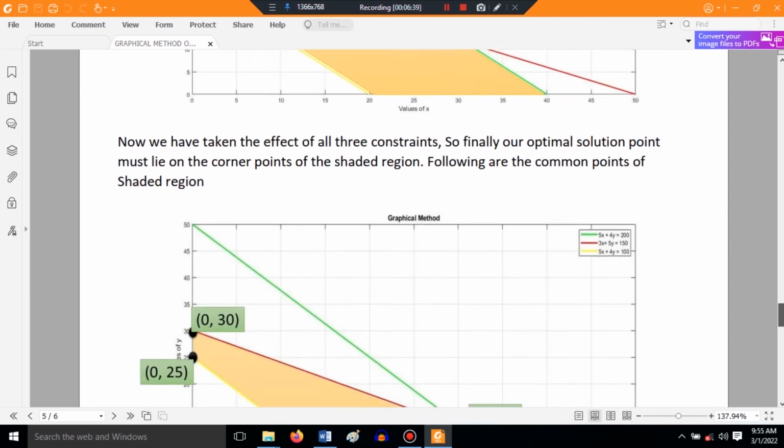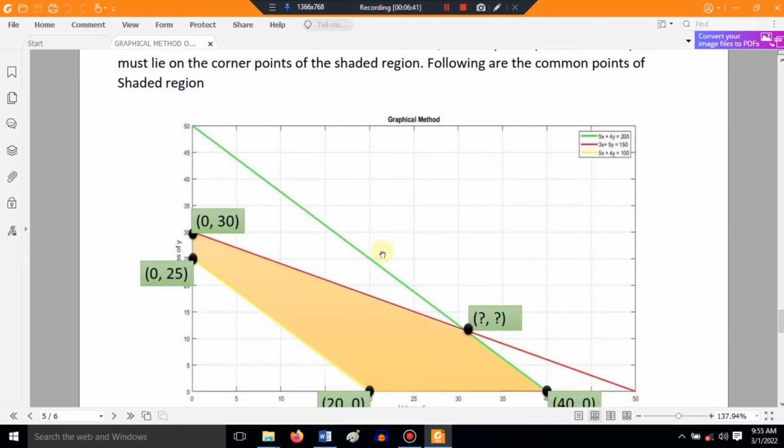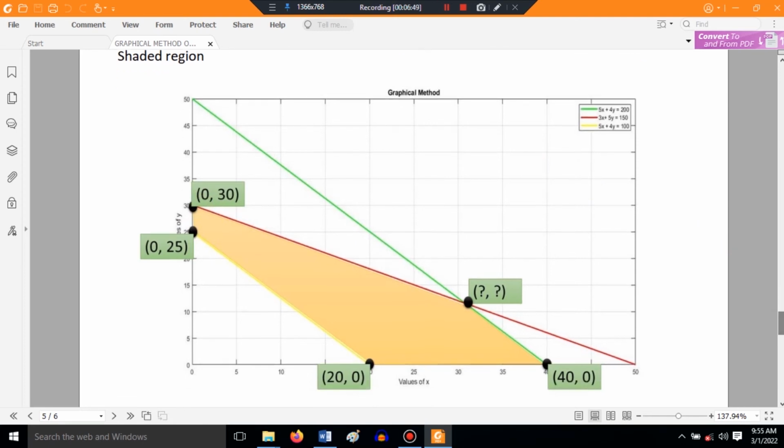It usually lies on the corner points. So the optimal solution must lie on the corner points. There are 5 corner points in this area. Those 5 corner points are highlighted here: 1, 2, 3, 4, and 5.